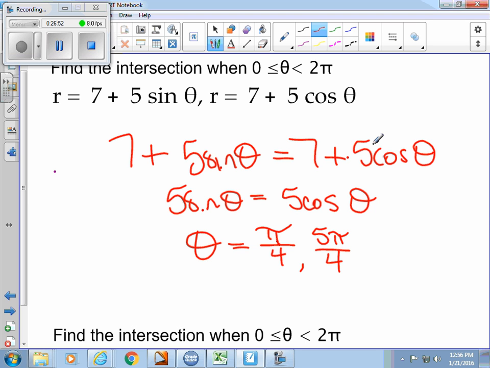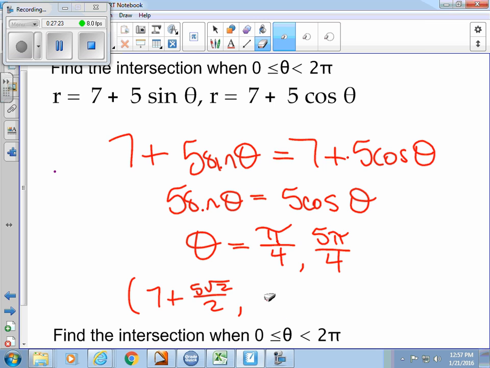Why 5 pi over 4? Third quadrant, sine and cosine are both negative. So a negative over a negative makes that positive. And then plug that in. The R value is 7 plus 5 radical 2 over 2. Is that right? Nope, it's minus. That first one's positive. Pi over 4 is positive. But the 5 pi over 4, the only difference would be that it would be negative. Right?